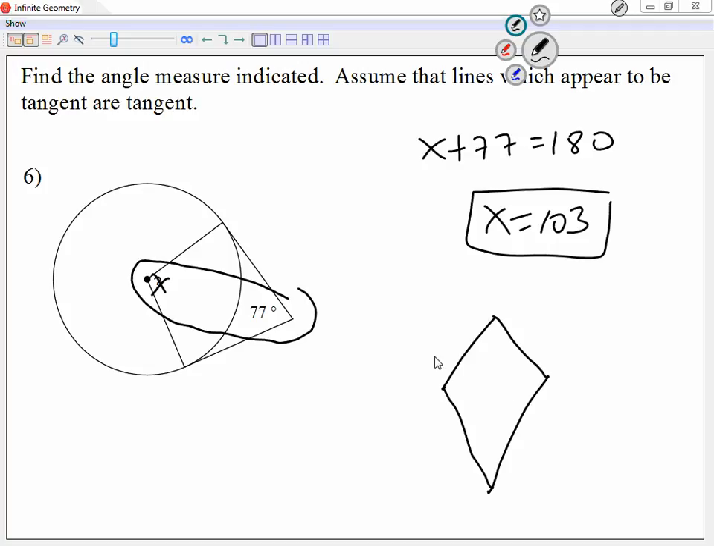The kite is all 360, but I know the side angles is 180. So I know all of them are 360. Let me take those two away. So these two, top and bottom angle, have to add up to 180. So in my kite, on number 6, the two angles that I'm adding are x and 77. x plus 77 equals 180. Subtract 77 from the other side, x equals 103. Does that make sense now? Yeah. All right. Any other questions?